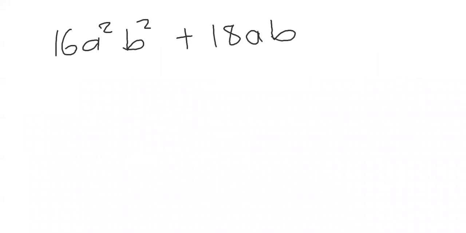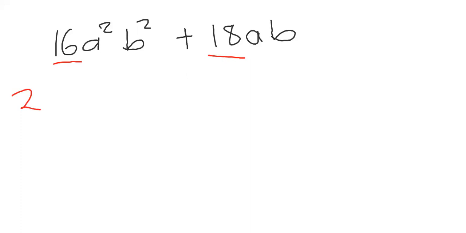Let me do the next example, which is 16a squared b squared plus 18ab. We do the same thing. We start off by looking for the highest common factor of 16 and 18. That factor is, okay, let me see, is it 2? Yes, it's 2. So I write my 2 here.